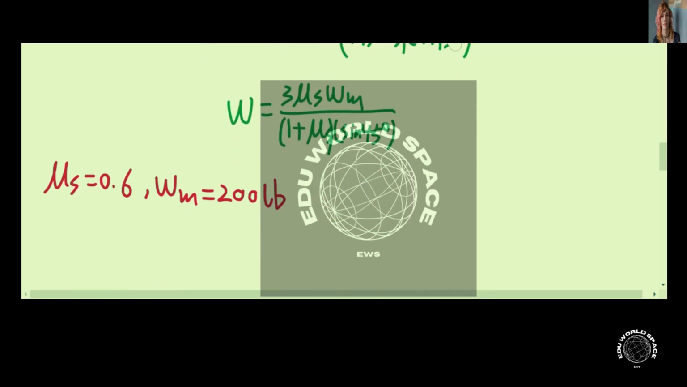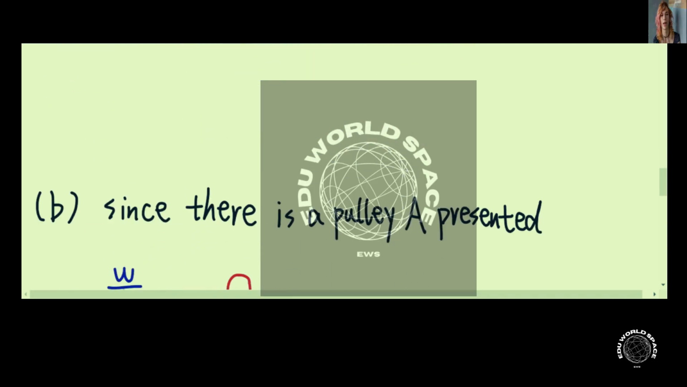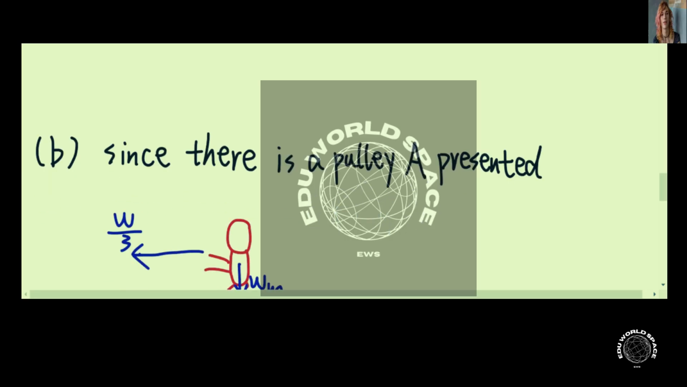So we know the coefficient of static friction is given as 0.6, and the weight of the person is 200 pounds. So now let's plug these values back into the equation to determine W, which is equal to 3 times 0.6 times 200 pounds over 1 plus 0.6 times sine 45 degrees. And this will give us W is equal to 318.2 pounds.